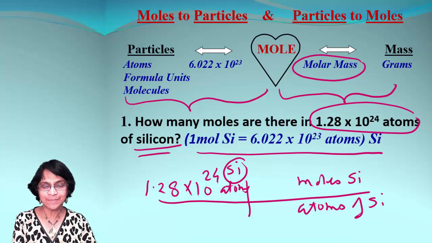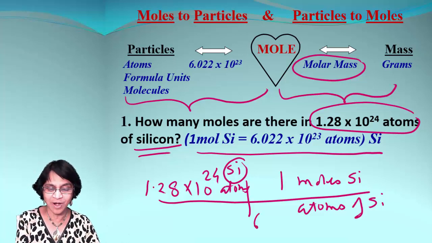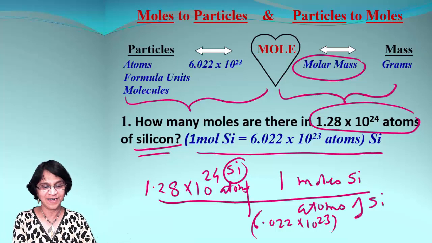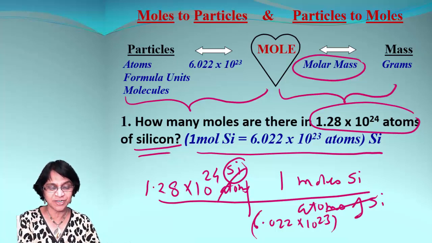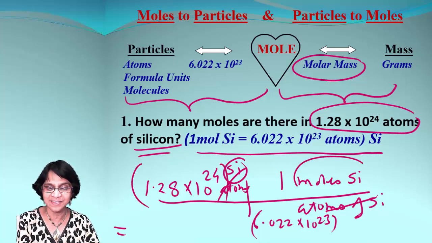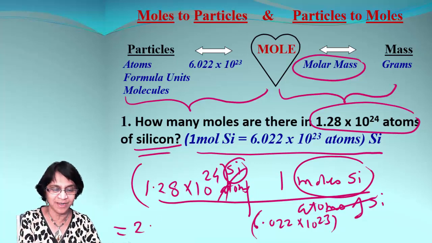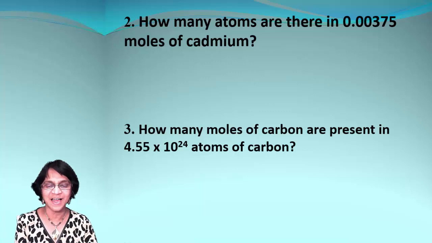What goes over here? Remember, 1 mole of silicon is equal to Avogadro's number, which is 6.022 times 10 to the 23rd, so many atoms of silicon. We are going to cross out the units, and with what we are left, we are going to divide those numbers, and what we end up getting is moles of silicon. So the final answer which you're getting is, I believe, 2.13 moles of silicon. Let's work on some more practice now.